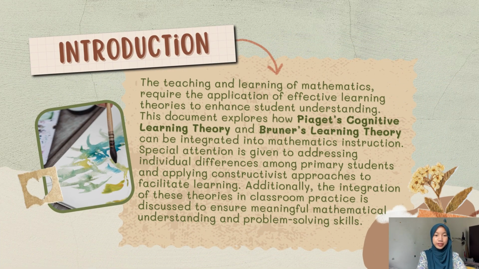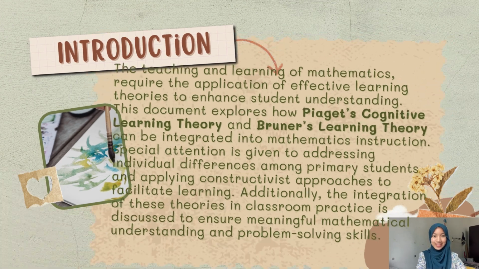Let me start with my introduction. The teaching and learning of mathematics require the application of effective learning theories to enhance student understanding. This document explores how Piaget's cognitive learning theory and Bruner learning theory can be integrated into mathematics instruction. Special attention is given to addressing individual differences among primary students and applying constructivist approaches to facilitate learning. Additionally, the integration of this theory in classroom practice is discussed to ensure meaningful mathematical understanding and problem-solving skills.